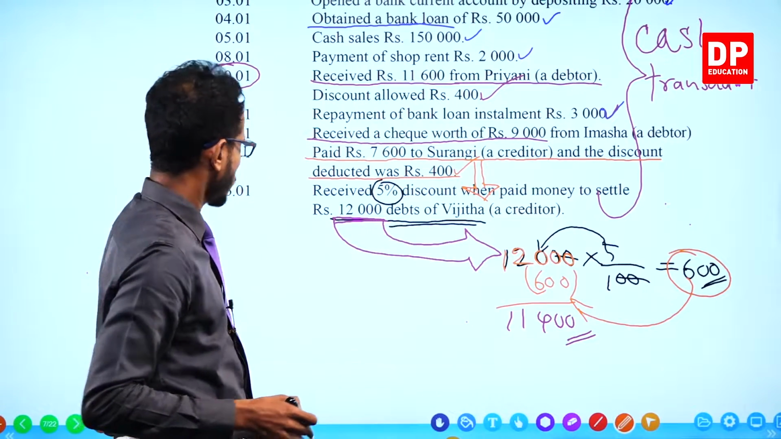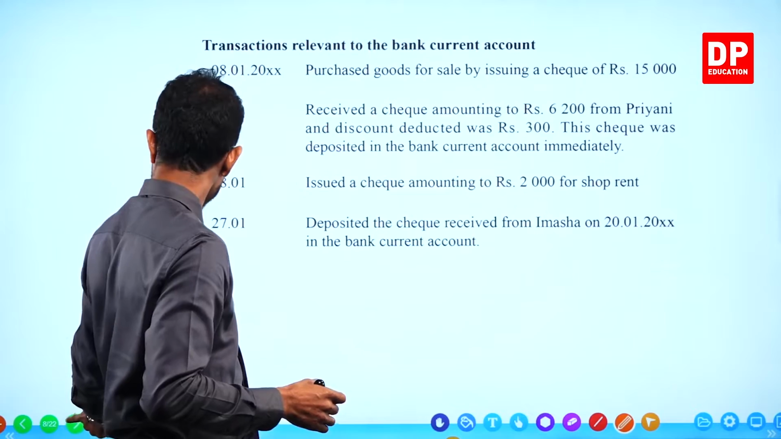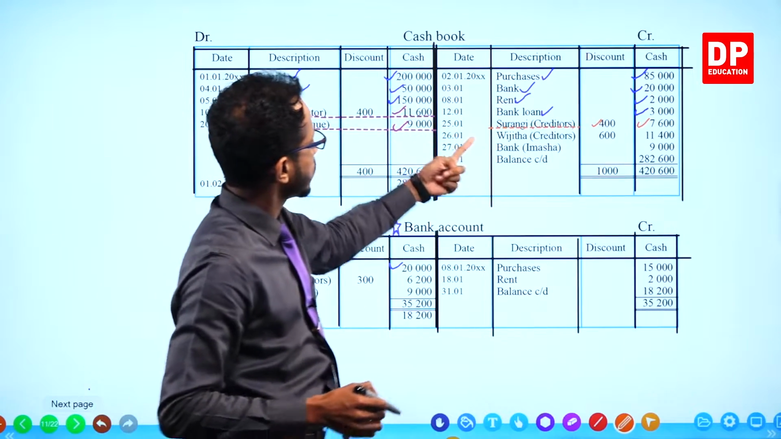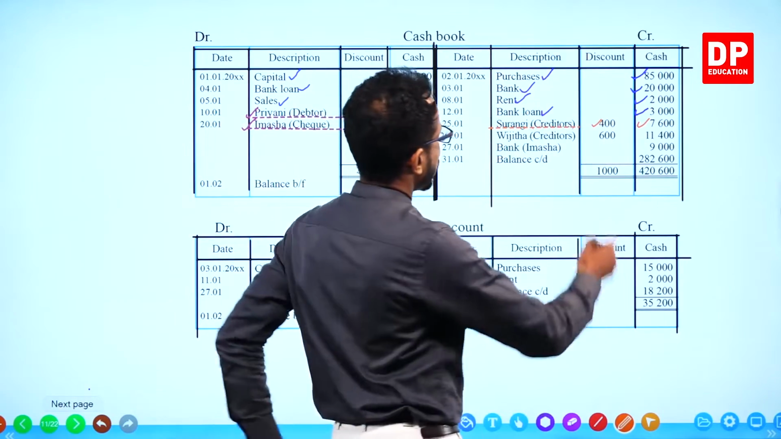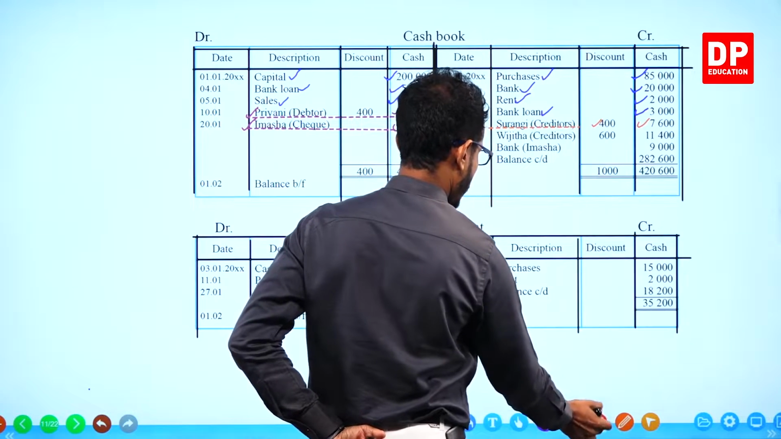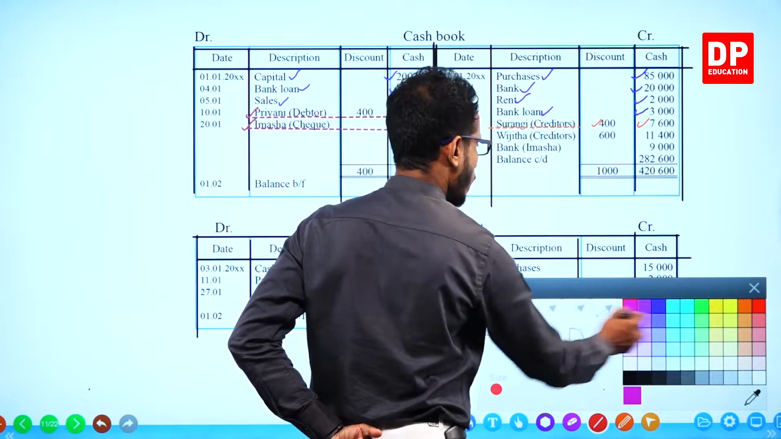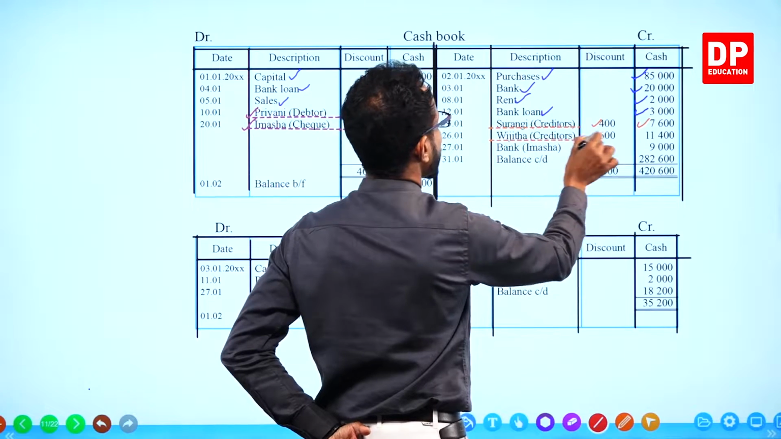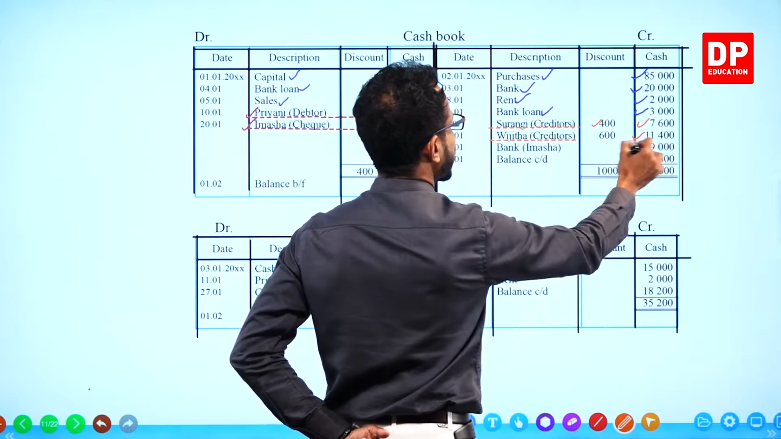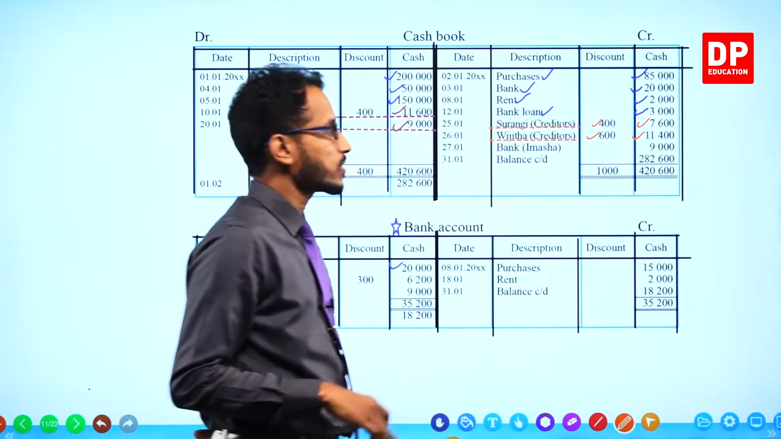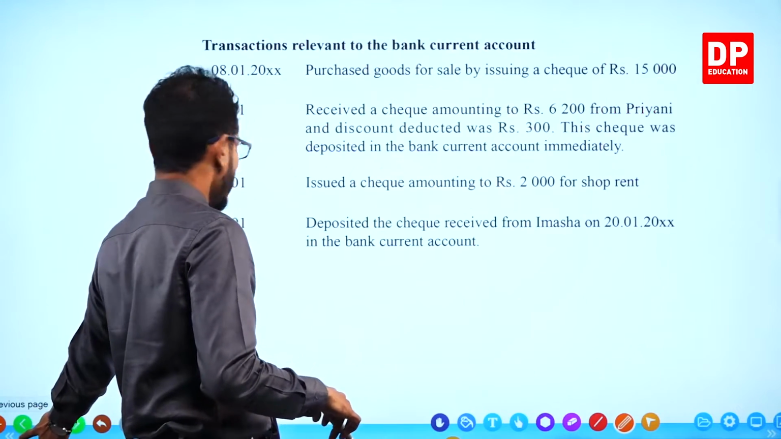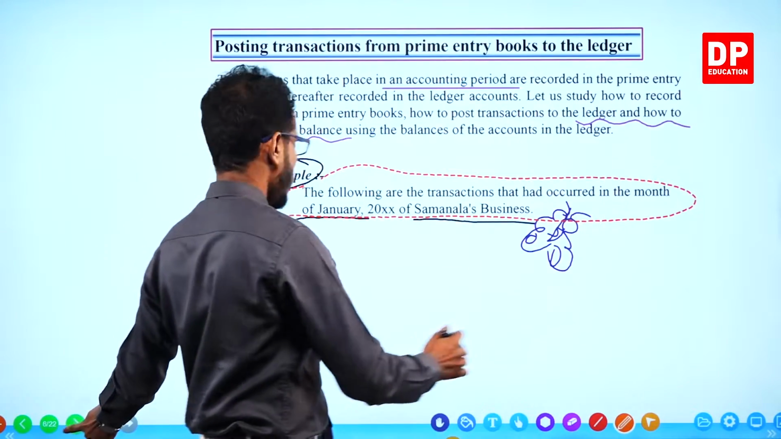All right. We are paying, so cash book should be credited. There you go. Vijitha, 11,400 and the discount is 600, just like we did the calculation right here.